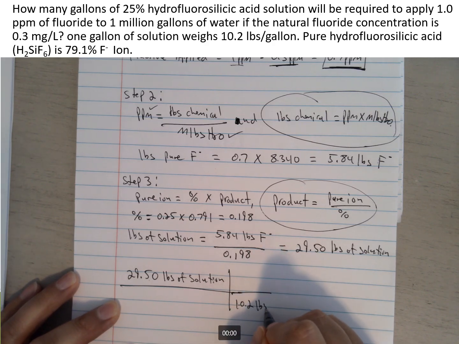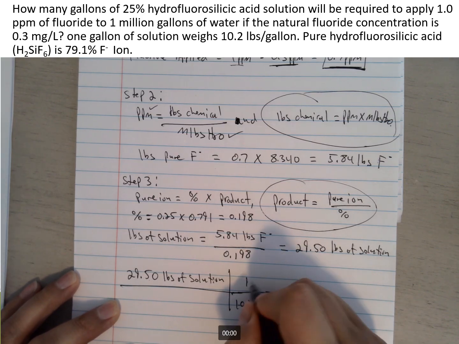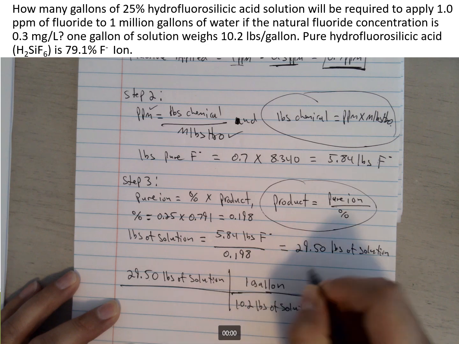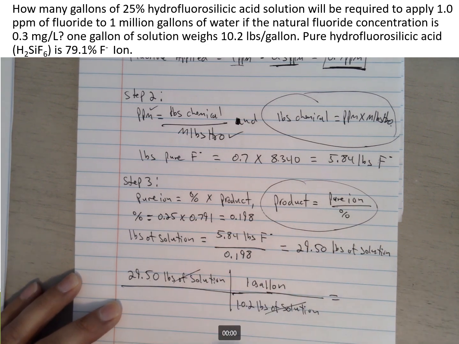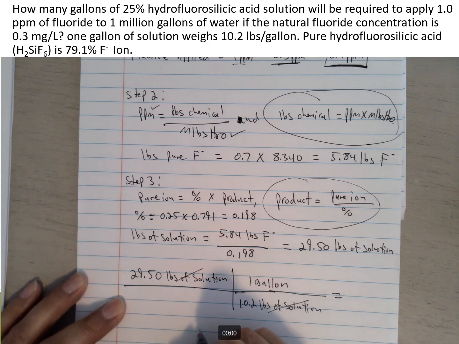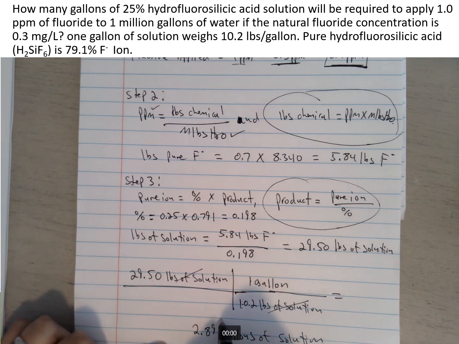10.2 pounds of solution goes on the bottom, so they cancel out. 1 gallon goes on top. Pounds of solution cancel out. We're left with gallons of solution. So 2.89 gallons of solution is what we need.